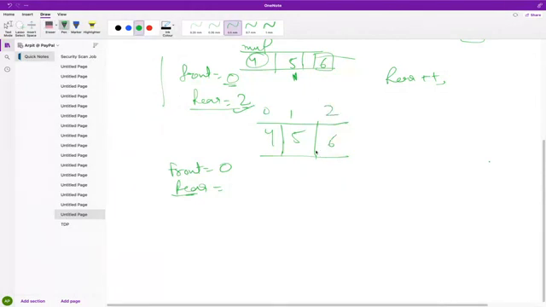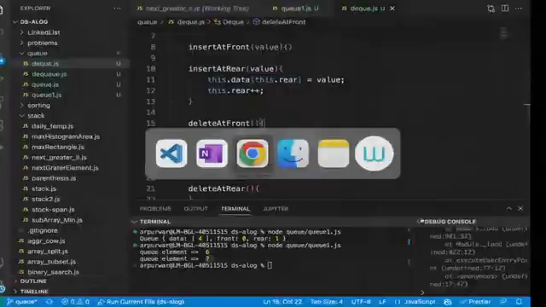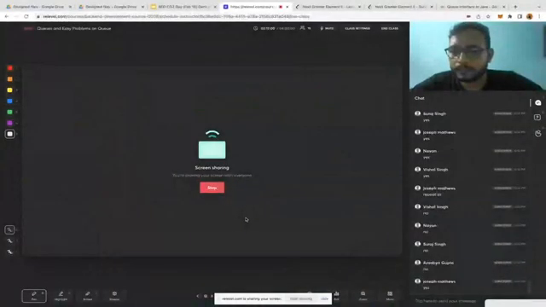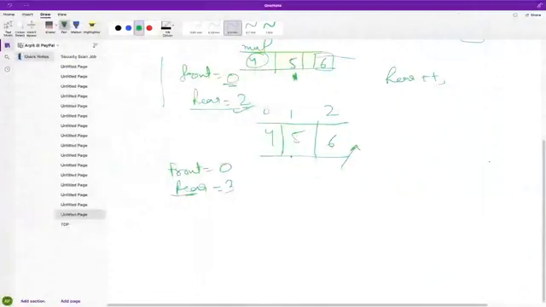So this was the example, right, Joseph? Our rear was at 3. Rear is pointing to this position. Did you understand this part? Right? So now what will happen? Now we want to delete this element. Correct? So our scenario is delete from rear. This is our function, and we want to delete this element.